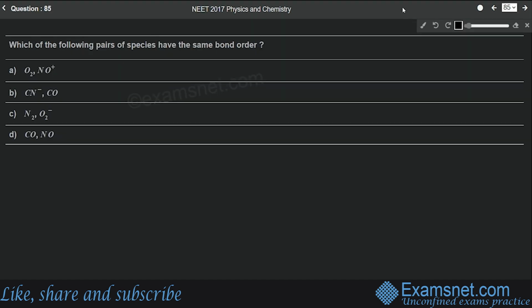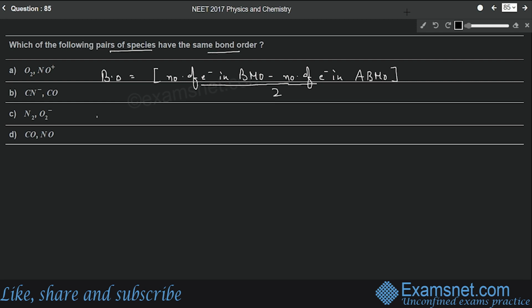Now question number 85 is from the chapter Chemical Bonding and Molecular Structure. And the question is, which of the following pairs of species have the same bond order? So how do we find the bond order? We know that bond order is equal to the number of electrons in bonding molecular orbital minus the number of electrons in anti-bonding molecular orbital, divided by 2. So we'll use this formula to find the bond order of each of the given species.